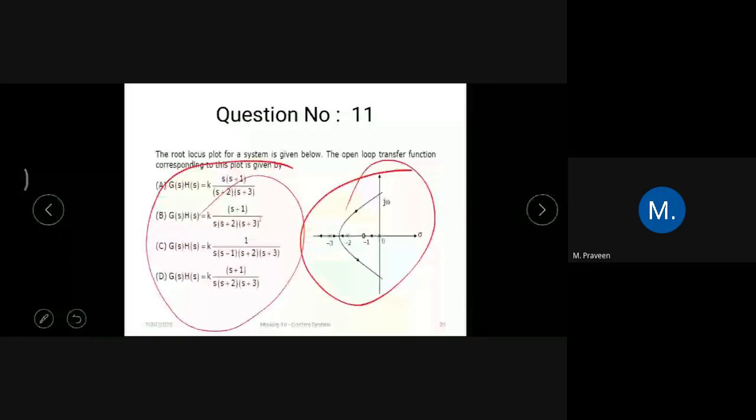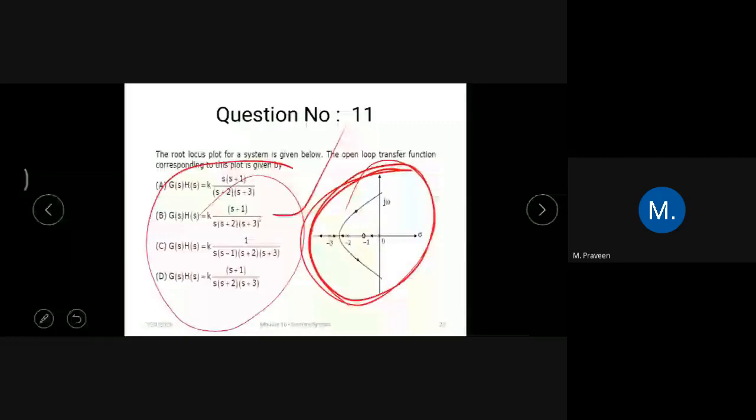Okay. Sorry for the disturbance. So here, question number 11, they have given some root locus. They are asking which transfer function will give the exact one. So this is a given root locus. They are asking which one is the function for the corresponding figure.